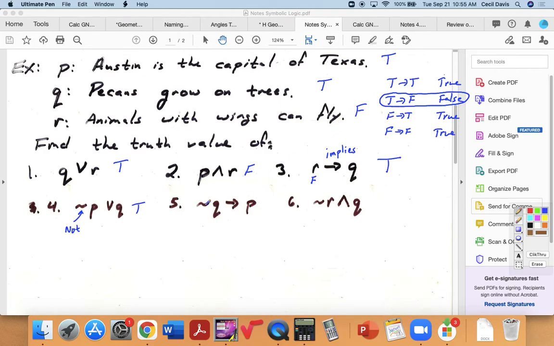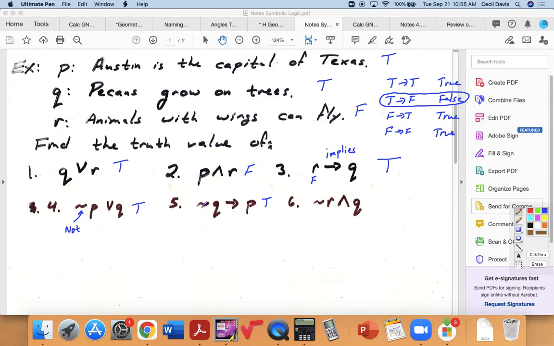How about this one? Not Q implies P. True. That's true, because not Q is false. And if the hypothesis is false, nothing else matters. It's going to be a true sentence.